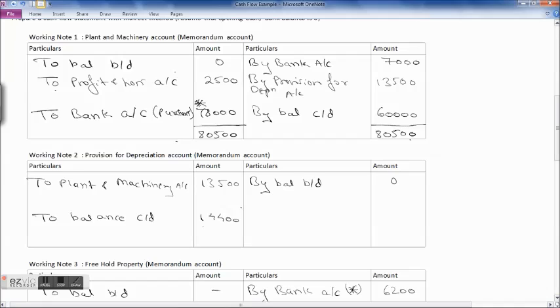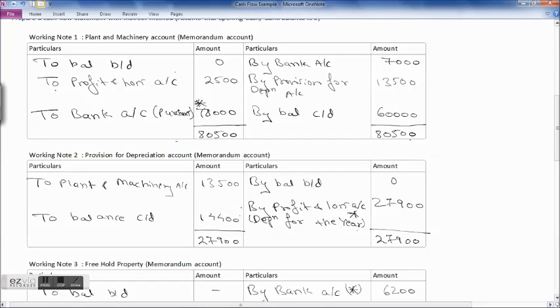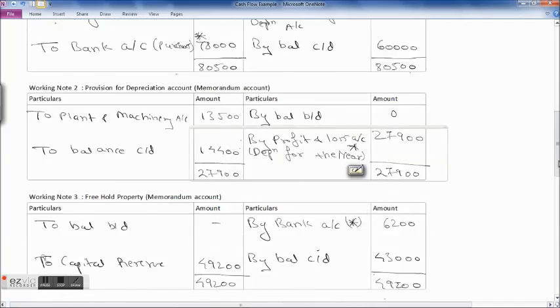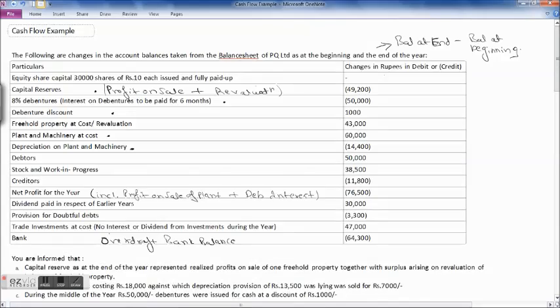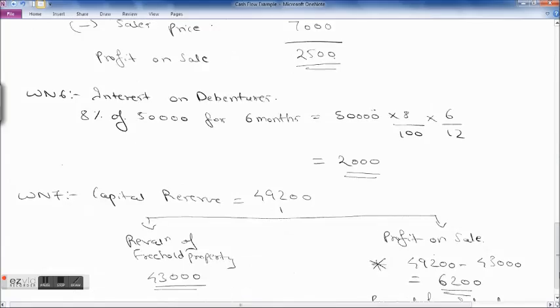Okay, similarly we'll close the depreciation. How much is that? 27,900. So this is nothing but depreciation during the year, right? So to profit and loss account, 27,900 depreciation for the year. Again, this is a balancing figure, right? So this is how we have prepared the working notes and calculated all the amounts. Now we will prepare our cash flow statement.